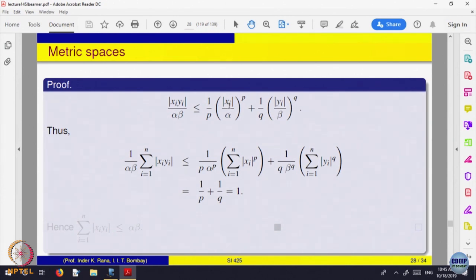What is sigma x_i to the power p? What is this quantity? That is precisely alpha to the power p, right. Alpha was the norm and this is beta to the power p. So, they cancel out. So, it is 1 over p plus 1 over q, that is equal to 1. So, it says this is less than or equal to 1. So, that means sigma mod a_i b_i is less than or equal to 1.